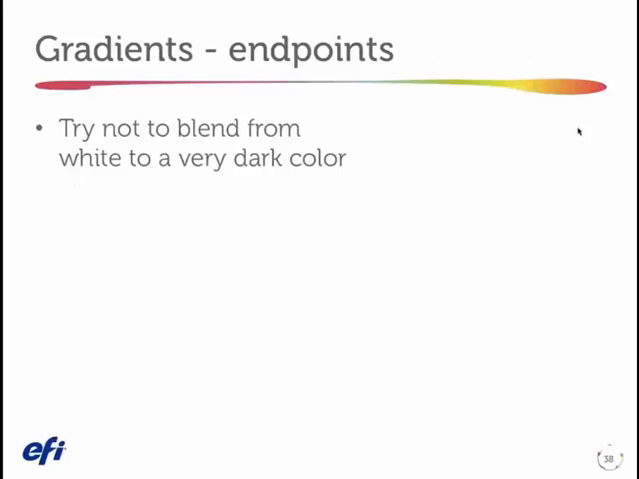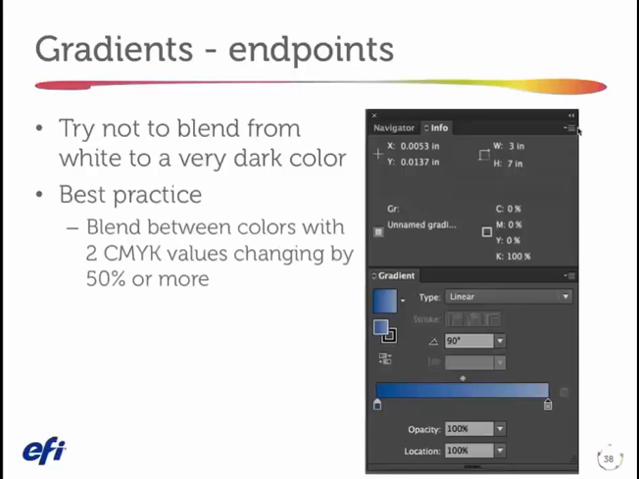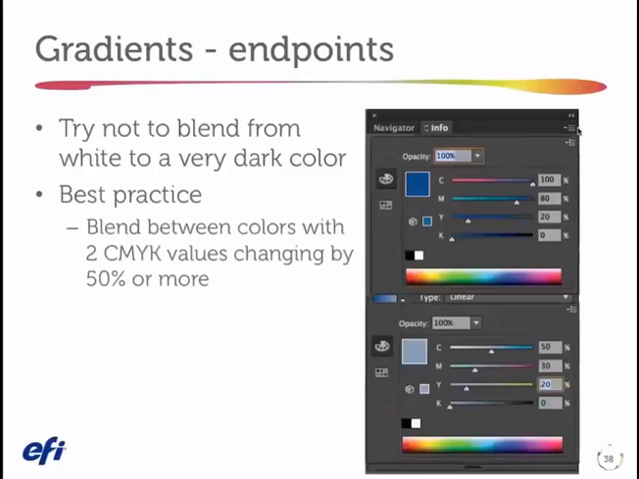The other tip we can use for design, or for trying to troubleshoot a design, is we can try not to blend from a very dark color to white, or to a very light color. The best practice we say here is to make sure two components are changing by at least 50%. Now you don't always have this control, but if you do have some control or way to adjust it, you can just change the endpoints a little bit so that two colors are changing. In my example here, magenta and yellow are both changing by 50%. That's going to be a very safe gradation for me to print.